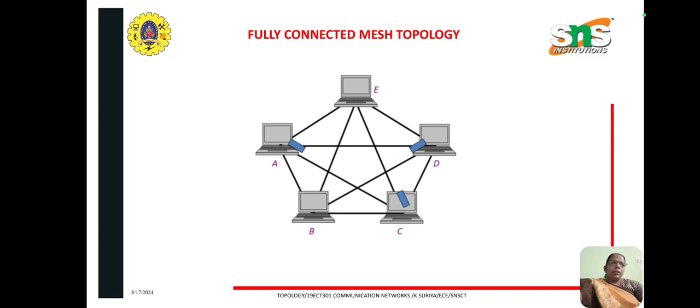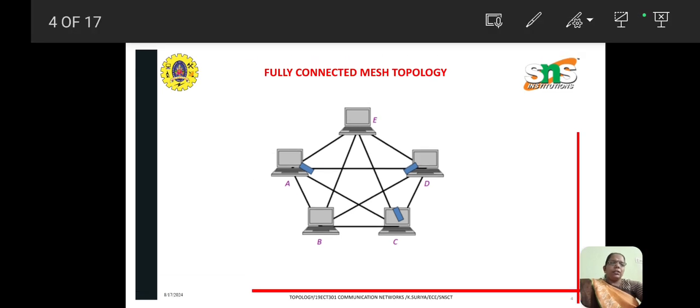In a mesh topology, every device has a dedicated point-to-point link to every other device. The term dedicated means that the link carries the traffic only between the two devices it connects. As shown in the figure here, each and every device is connected to all the other devices. Say A is connected to B, C, D and E. Similarly, B is connected to A, E, D and C. So each and every device is connected to all the other devices using a link.